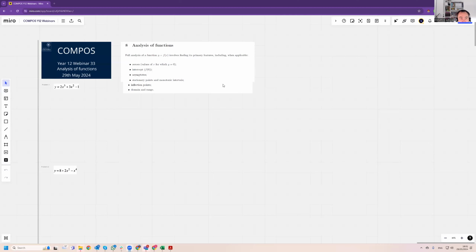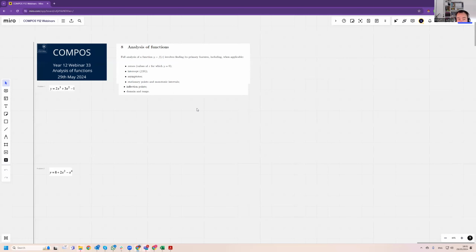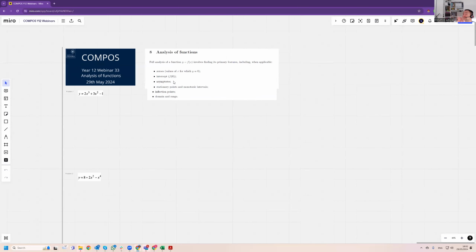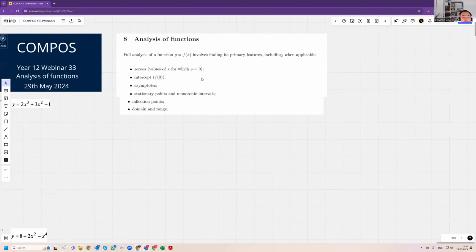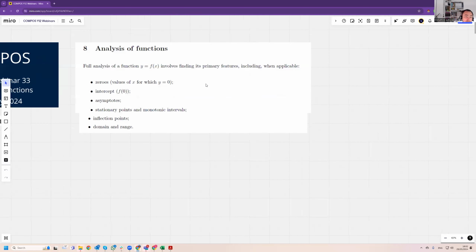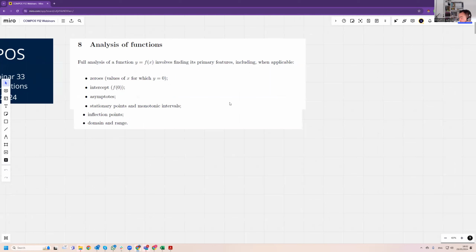Right, hello, let's start. So today we are talking about the analysis of functions. This is assignment 9, and let's have a look. I'm going to jump straight to analysis of functions. So just a quick reminder: when you're analyzing functions, you want to find the zeros, the intercept, the asymptotes.